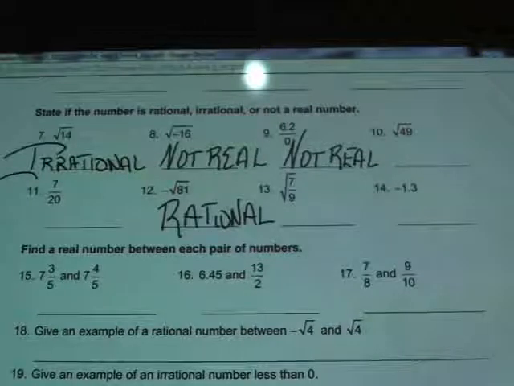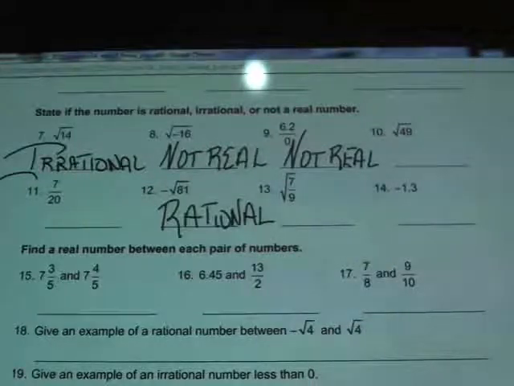All right, let's go ahead and go down and take a look at the questions at the bottom, 15 through 20. In numbers 15, 16, and 17, they're asking you to find a real number between each pair of numbers. So really all they're saying is find something that's in between the two things they've given you.